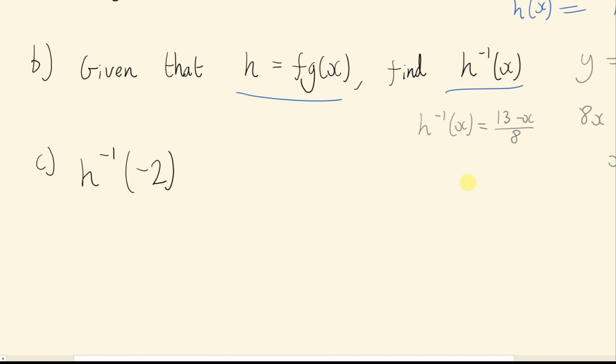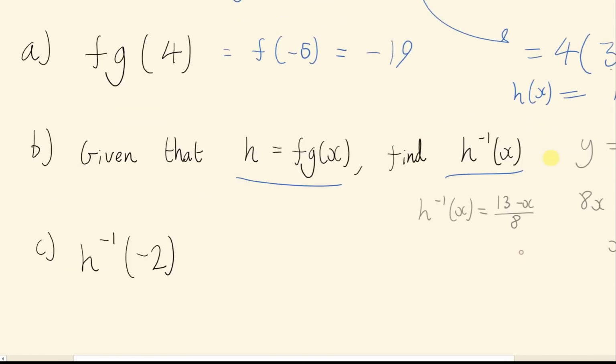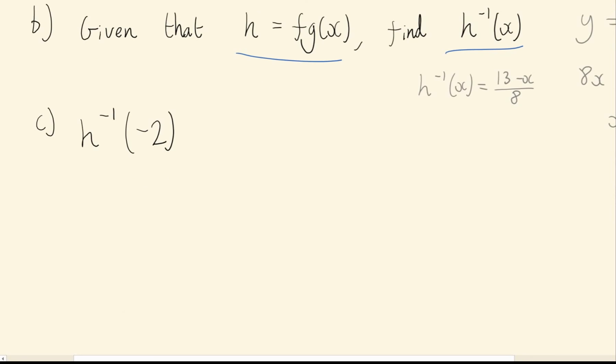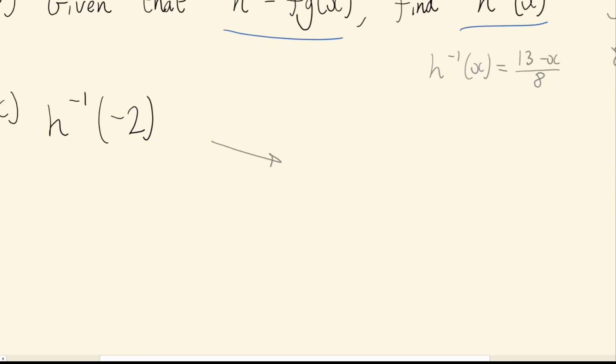Lastly, it wants h to the minus 1 of minus 2. So again, there's a lot of steps here, but none of those steps are too bad by themselves. Okay, you stay calm and try and work out each step one at a time. So let's do this. H to the minus 1 of minus 2, we just replace that x with a minus 2. So it's going to be 13 take away minus 2 all over 8. 2 minuses make a plus, so that gives us 15 over 8.